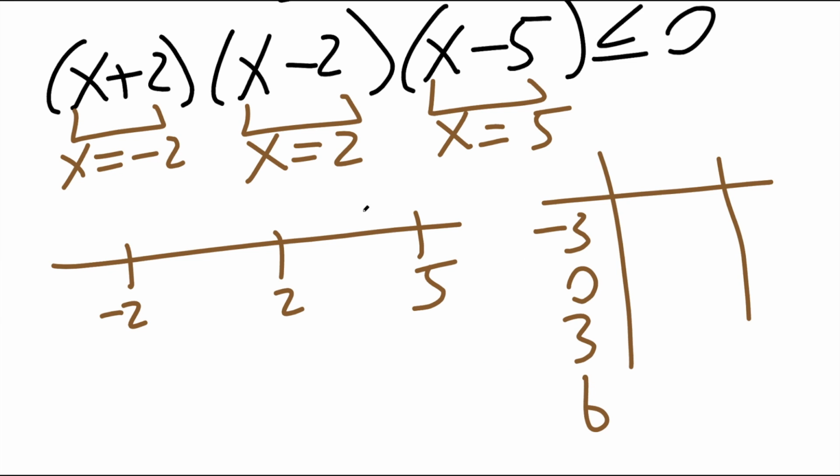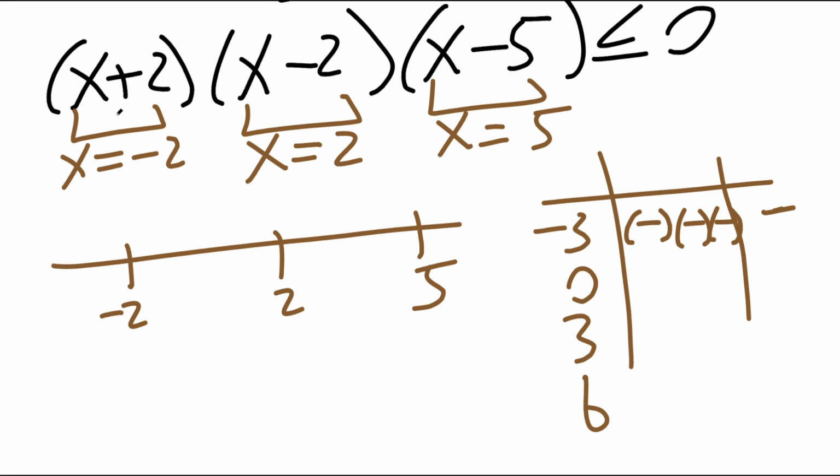So we're just going to plug it back in here. Negative 3 plus 2 is going to give us a negative number. Negative 3 minus 2 is going to give us a negative number. And negative 3 minus 5 is going to give us a negative number. And a negative times a negative is a positive. A positive times a negative is a negative. So we'll get a negative number. And that's what we want. We want the value to be less than or equal to 0.